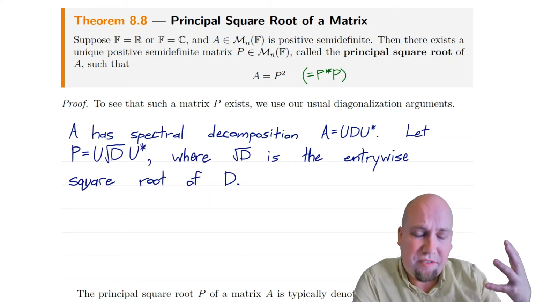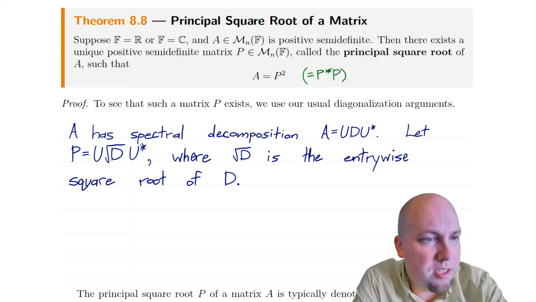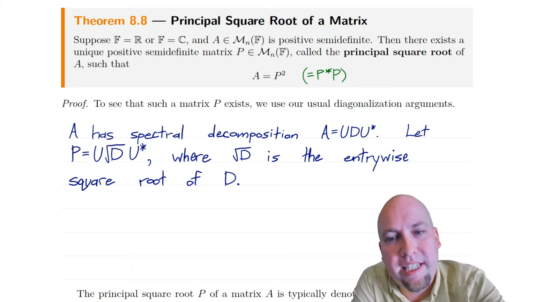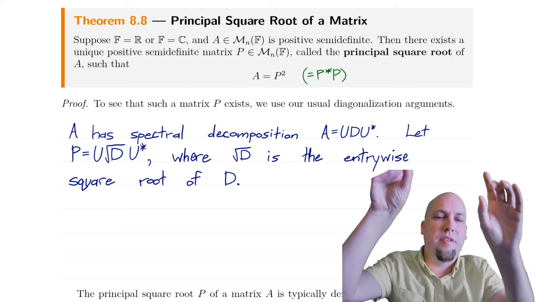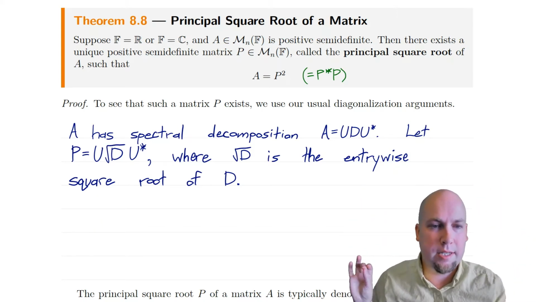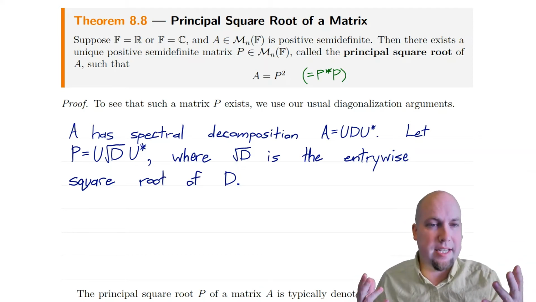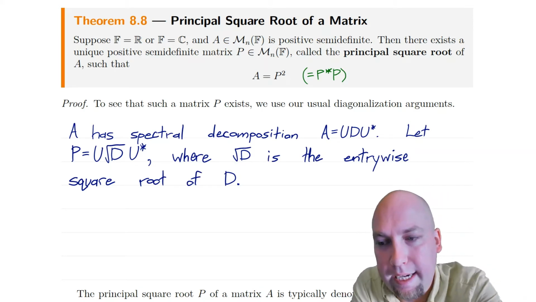Then we're just going to define something that looks like the square root. Our first guess, hopefully at this point, would be: let P be the thing that has the same spectral decomposition, except with the square roots of the diagonal entries in the matrix D. So root D is just the entry-wise square root of D itself. You're just taking square roots along the diagonal.